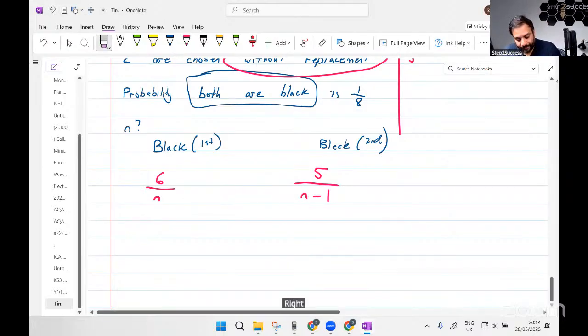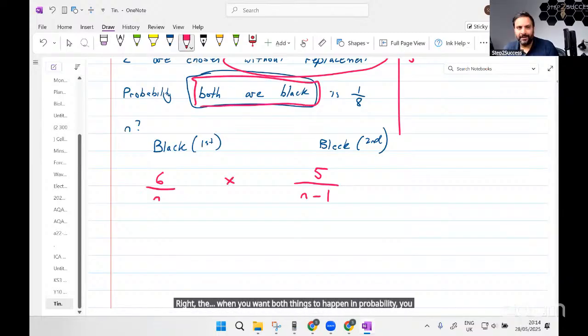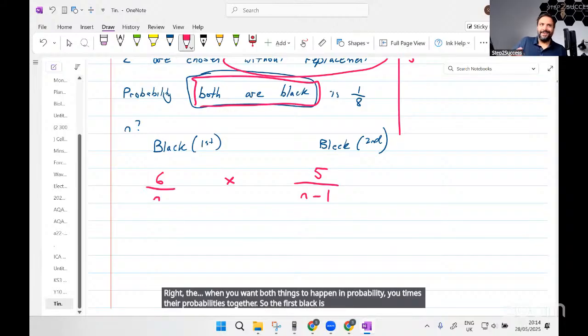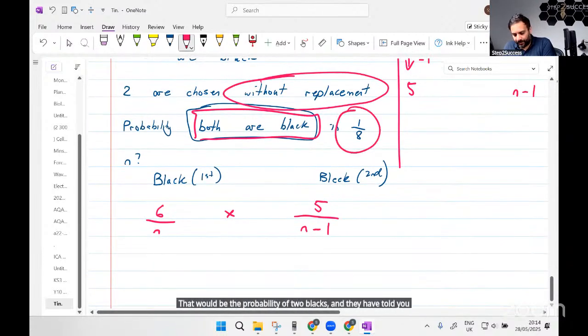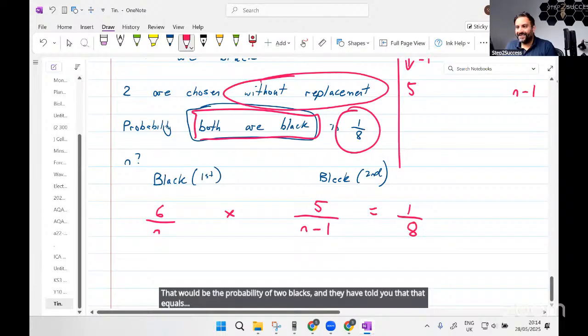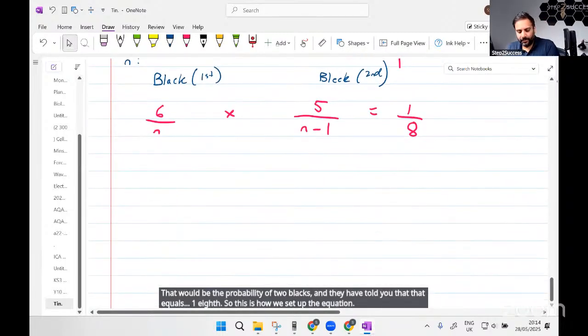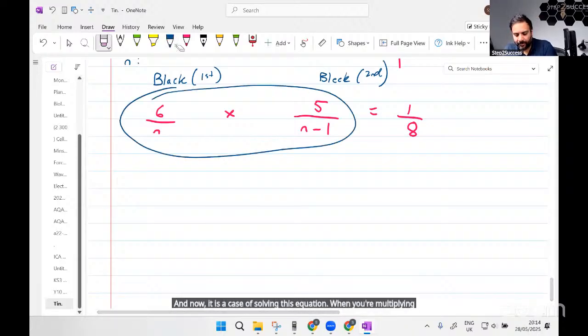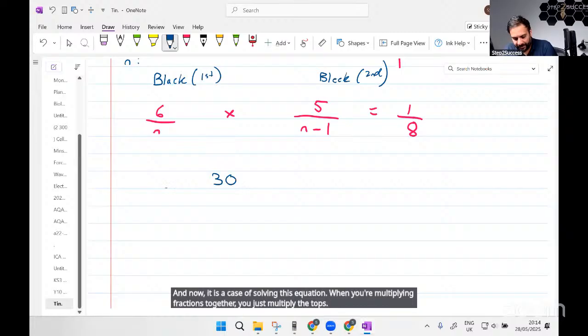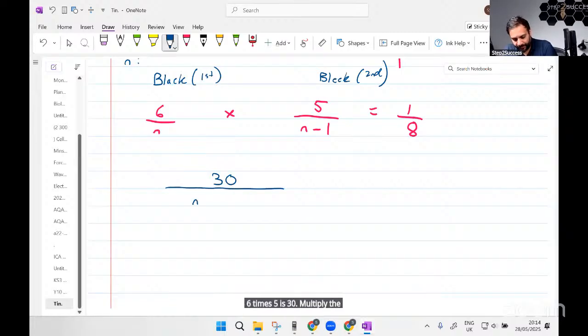Right. When you want both things to happen in probability, you times their probabilities together. So the first black is 6 out of n, the second black is 5 out of n minus 1. That would be the probability of two blacks, and they have told you that that equals 1/8. So this is how we set up the equation. And now it is a case of solving this equation. When you're multiplying fractions together, you just multiply the tops. 6 times 5 is 30. Multiply the bottoms. n squared minus n is what you'd get when you do n times n minus 1.